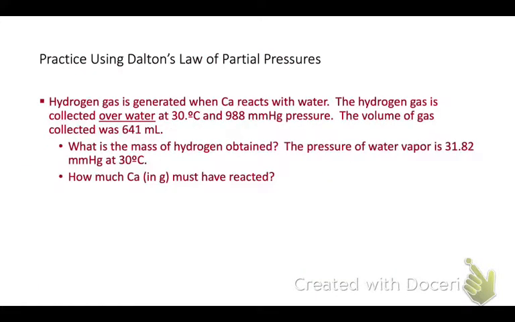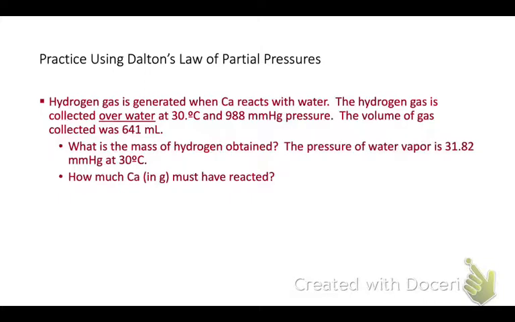Now, next question. Hydrogen gas is generated when calcium reacts with water. The hydrogen gas is collected over water at 30 degrees Celsius and 988 millimeter mercury pressure. The volume of the gas collected was 641 milliliters. What is the mass of hydrogen obtained? Same question as before, except that this time they actually gave you the water vapor pressure, so you don't have to go to the table. Okay? So same thing.